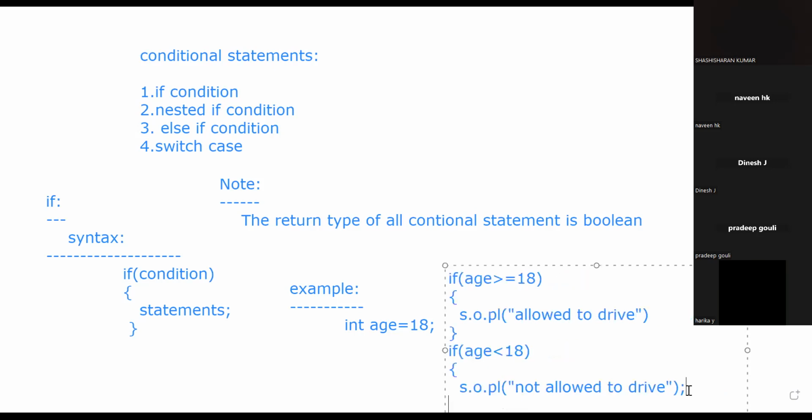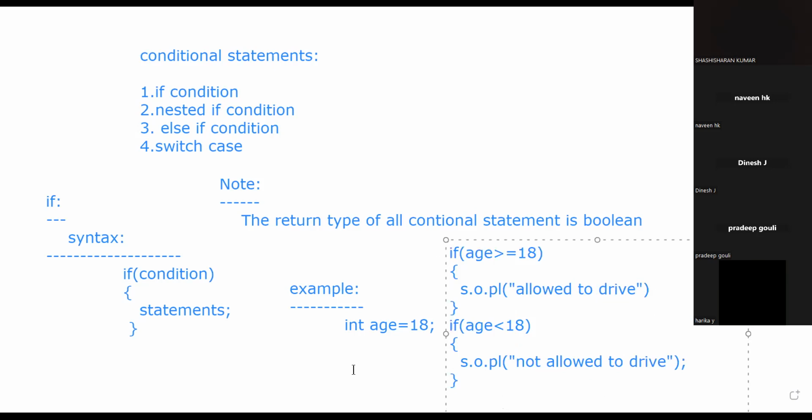Okay, so I'll close it here. Now, if you look at this particular statement, don't you think some decisions have been taken? Meaning whether to execute this statement or not, one decision has been taken. Now we have declared int age is equals to 18.